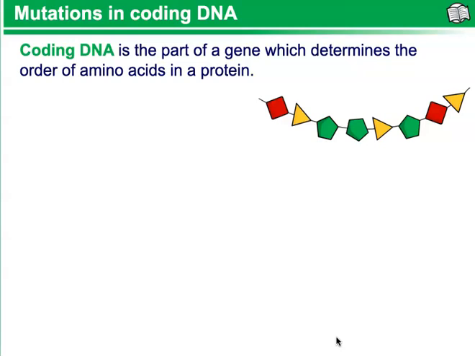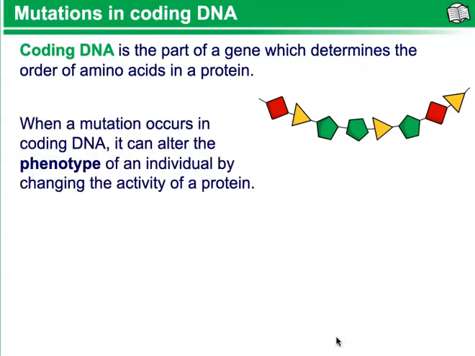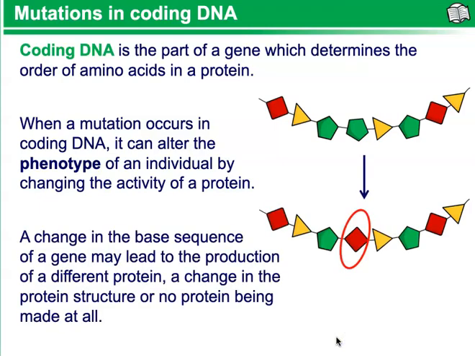Mutations in coding DNA. Coding DNA is part of a gene which determines the order of amino acids in a protein. When a mutation occurs in coding DNA, it can alter the phenotype of an individual by changing the activity of a protein. A change in the base sequence of a gene may lead to the production of a different protein, a change in the protein structure, or no protein being made at all.